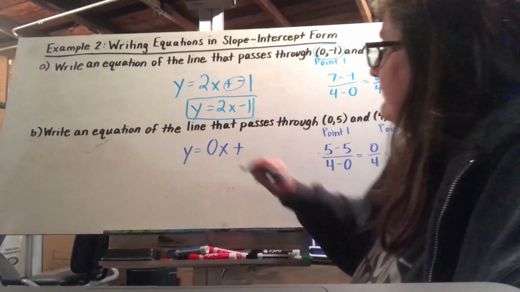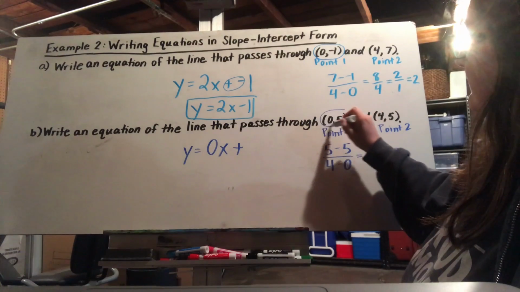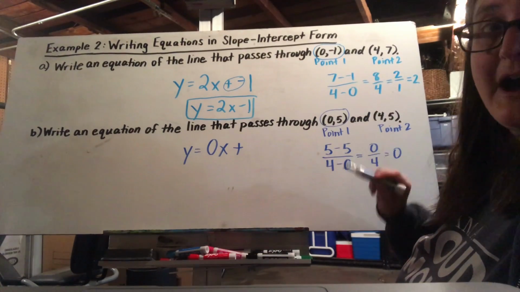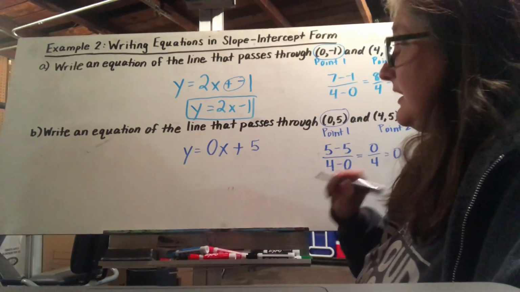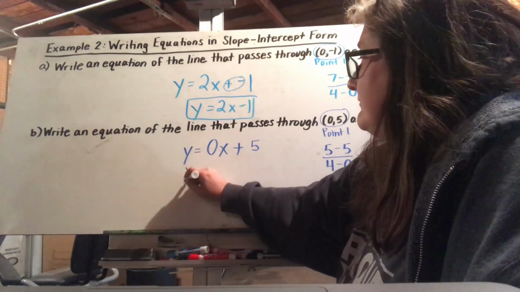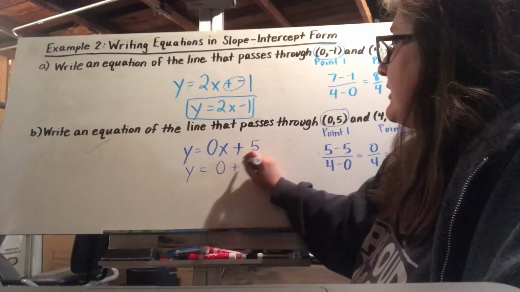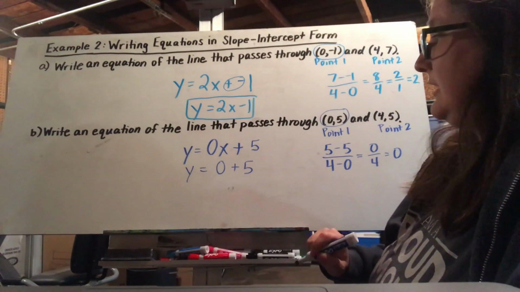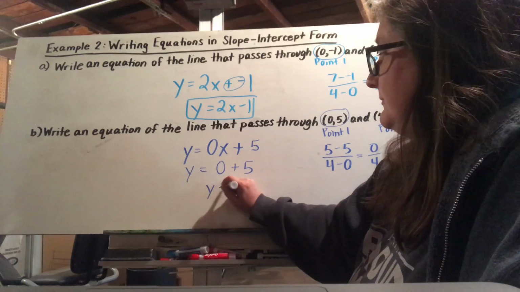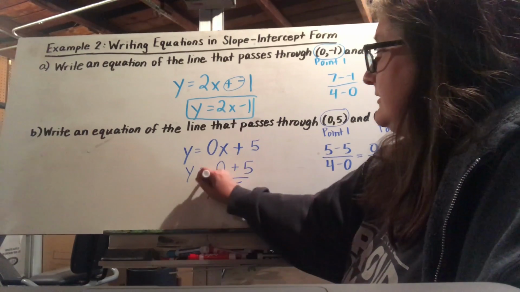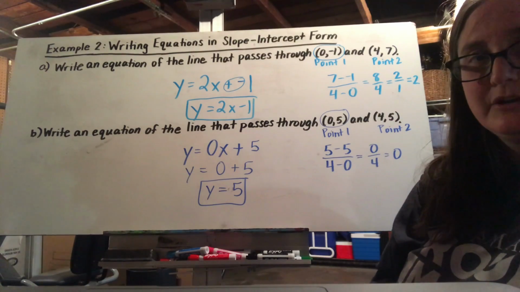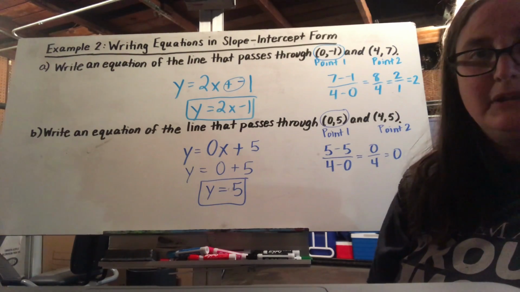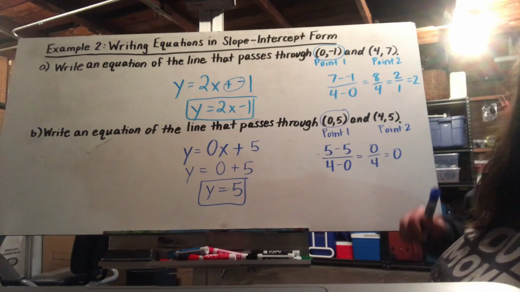and it passes through the y-axis at 0, 5, so that's 5 up on your y-axis. So 0 times x is going to be 0. No matter what x is, it'll be 0. And 0 plus 5 will be 5. So here's my equation. When I see something like this, that tells me that's an equation for a horizontal line. All right.